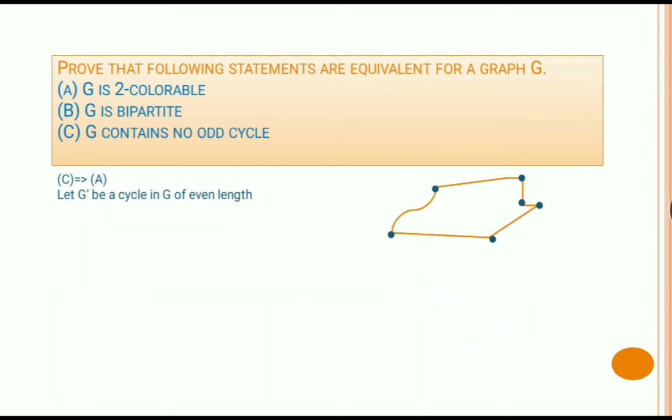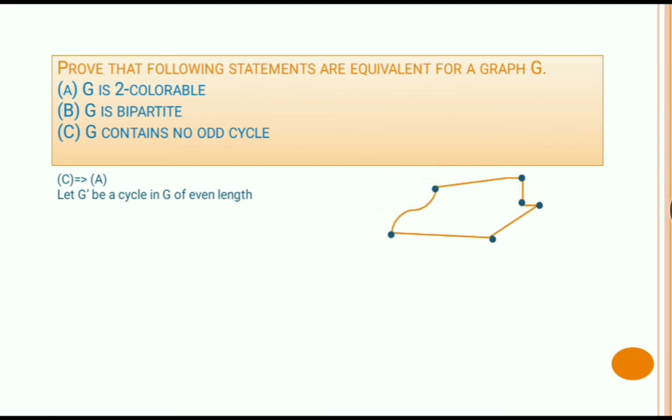Next, C implies A. So what does C say? C says G contains no odd cycle, and we have to prove that G is 2 colorable. So let G' be a cycle in G of even length. If we have no odd cycle in G, we can assume that G' is a cycle in G of even length. Like this is a cycle. It starts from here, it has length 1, 2, 3, 4, 5, 6. So it has an even length.